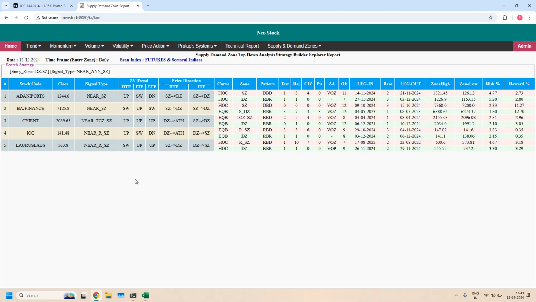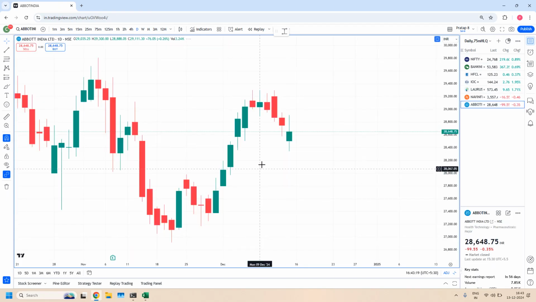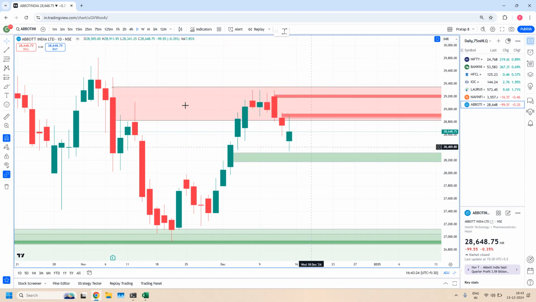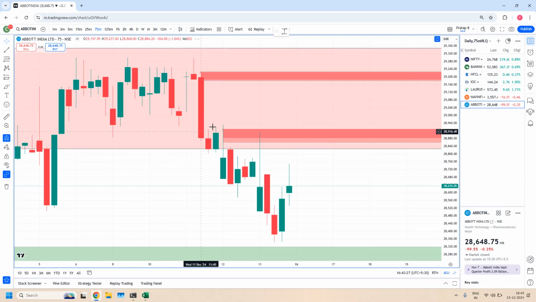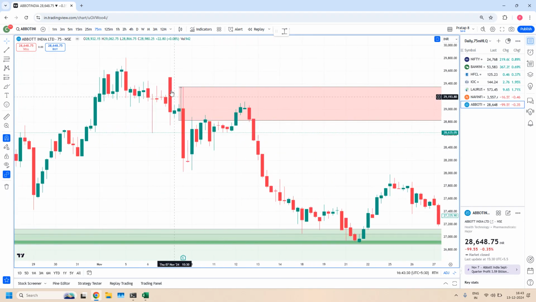Okay, the next one, let me close this. The next one is ABBOT. ABBOT is a very good trade, an excellent fine-tuned trade today. This is a 75-minute zone. See, this is a 75-minute zone. Our software identified a drop, two base candles and a drop candle. Drop, base, drop.